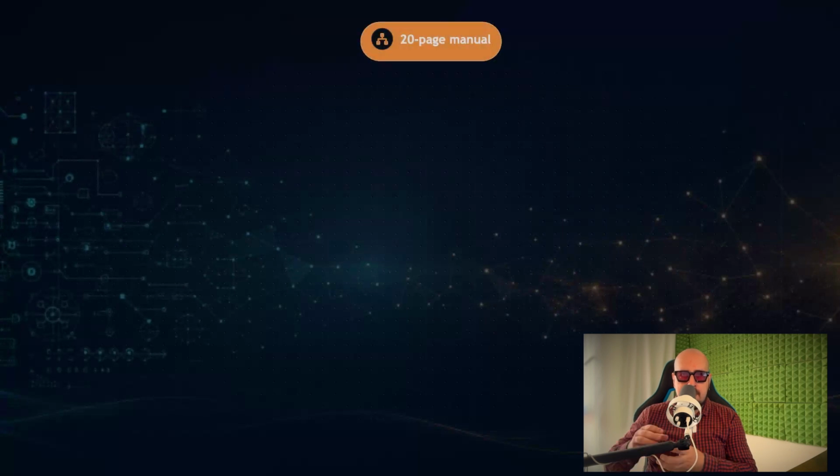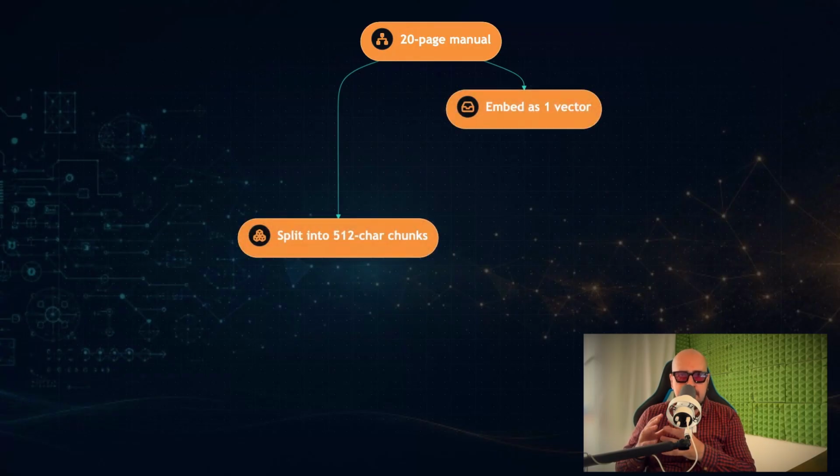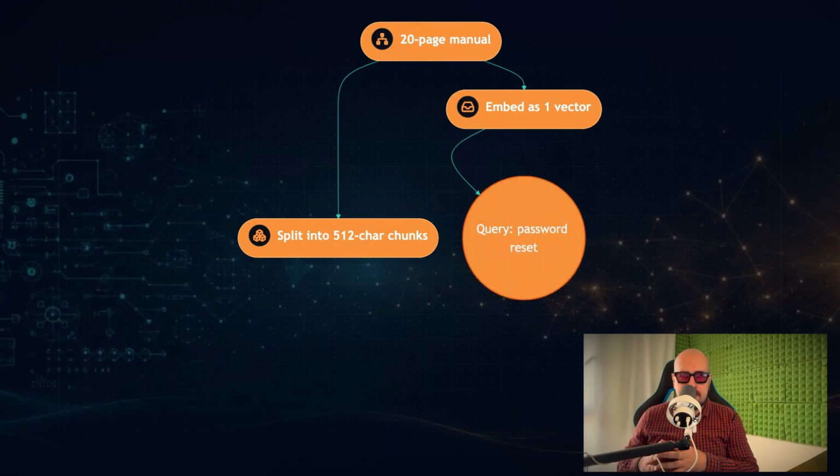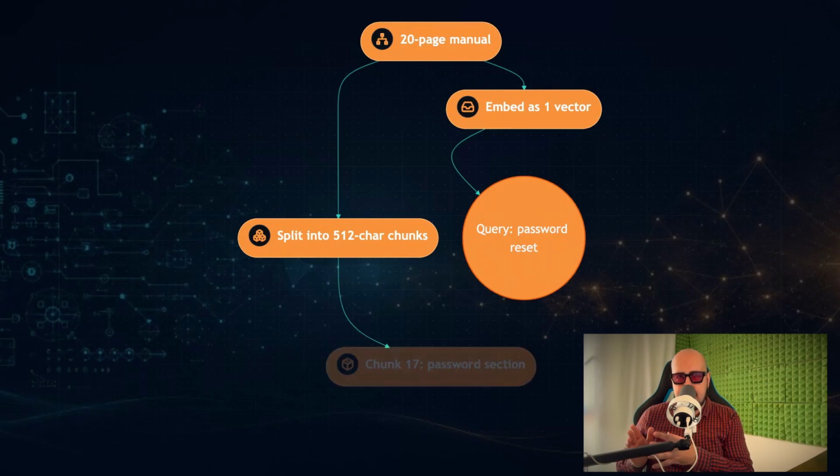But retrieval works better with focused chunks. If you embed an entire 20-page manual as one vector, a query about password resets will match weakly because most of the document is about other topics. If you split that manual into 500 character chunks, the password reset section becomes its own vector. The semantic search can rank it highly, and we use 512 characters as a default.